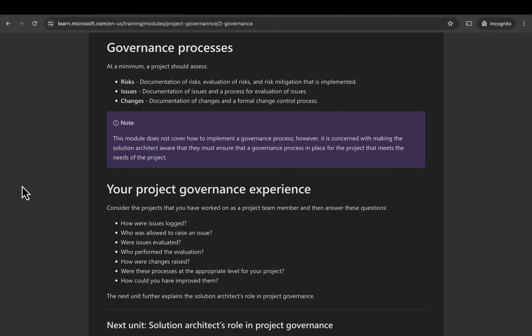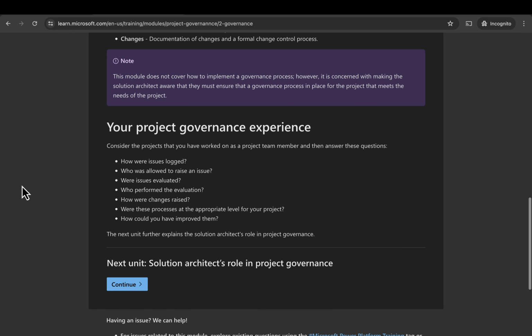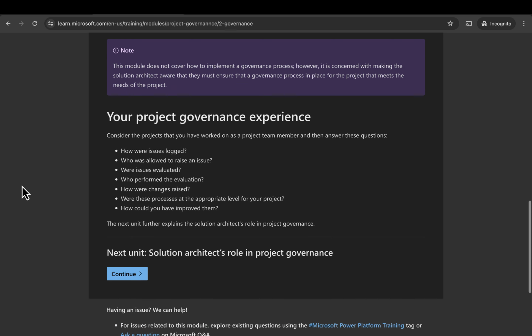Governance processes. At a minimum, a project should assess risks: documentation of risks, evaluation of risks, and risk mitigation that is implemented. Issues: documentation of issues, and a process for evaluation of issues. Changes: documentation of changes, and a formal change control process. Note: this module does not cover how to implement a governance process. However, it is concerned with making the solution architect aware that they must ensure that a governance process is in place for the project that meets the needs of the project.